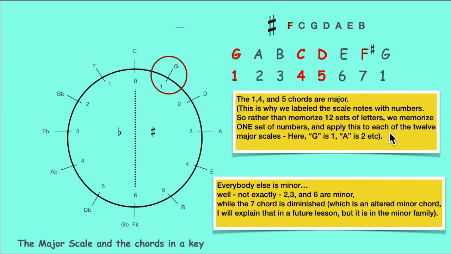So if I would ask them, which chords are major, which chords are minor, they'd say, 1, 4, 5 is major. Everybody else is minor. Oh yeah, the weirdo 7, he's diminished. They remembered that.